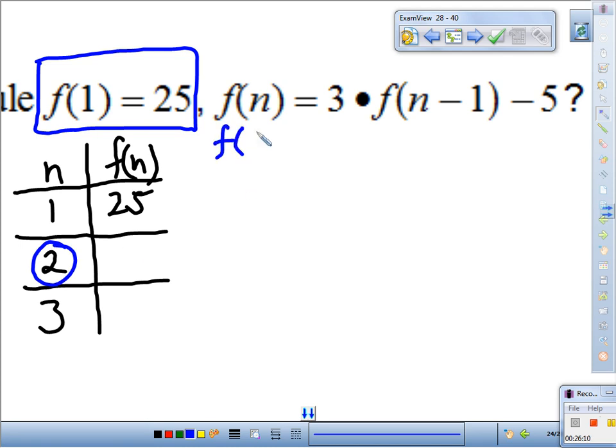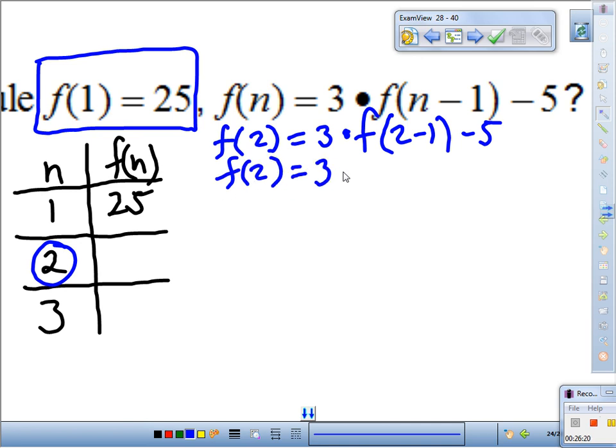So I'm going to write f of 2 equals 3 times f of 2 minus 1 minus 5. F of 2 equals 3 times f of, what is 2 minus 1? 1 minus 5. Now check this out. Once I subtract it here, the next step is to substitute. Look up, please. What is f of 1?